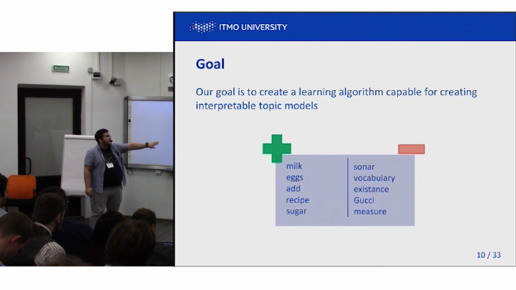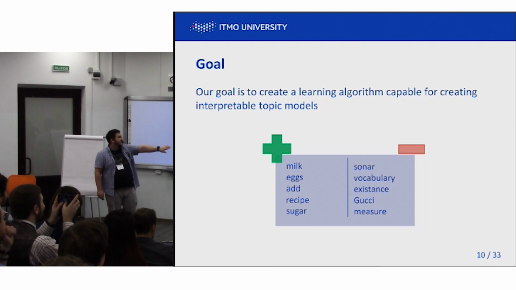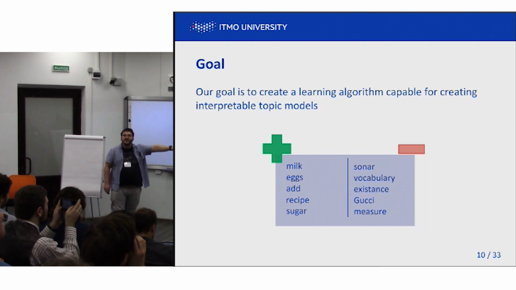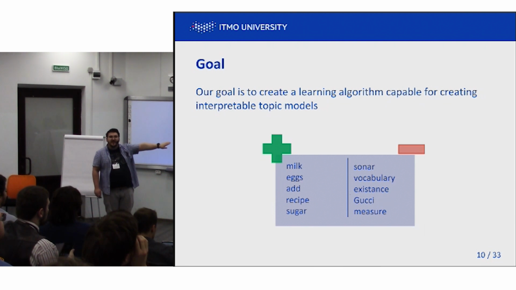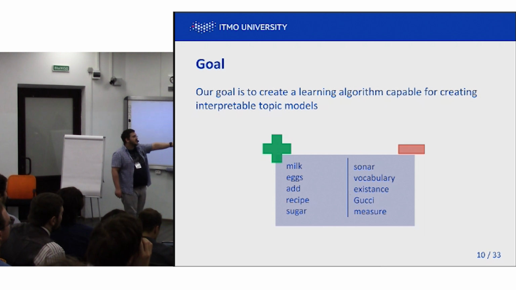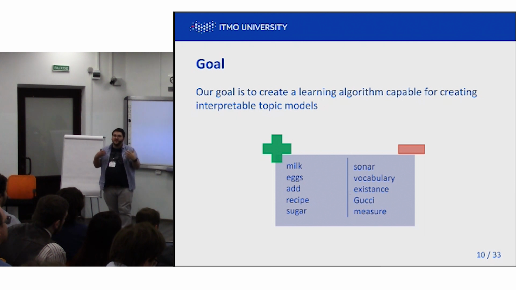So here is an example of what we call an interpretable topic. For the words in the left column, I believe you can somehow connect them together. If we see a topic which has most probable words like milk, eggs, add, received, sugar, we may conclude that it's something related to food cooking.